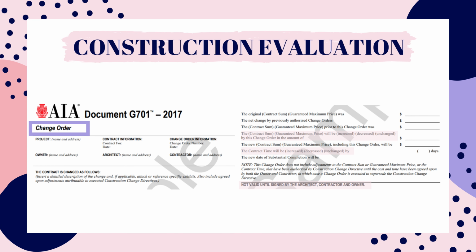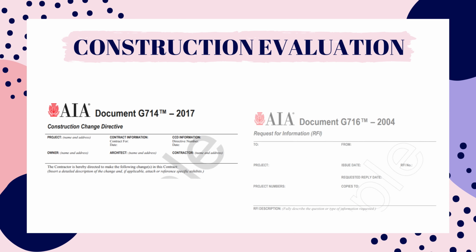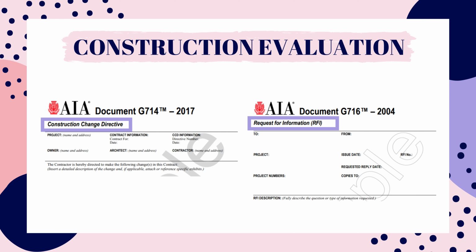G701 is used for change orders. A change order will affect the project time or cost and must be signed by all three parties, the owner, the architect, and the contractor. G714 is for construction change directives, and G716 is used for RFIs.